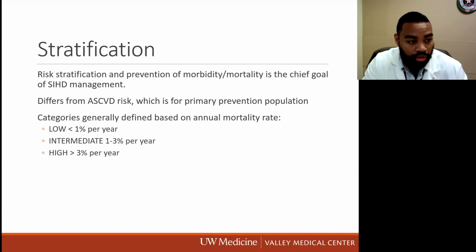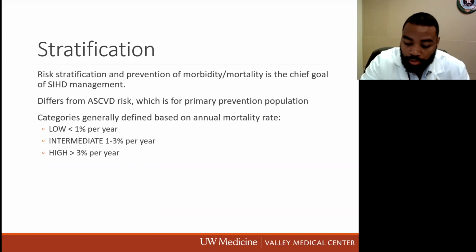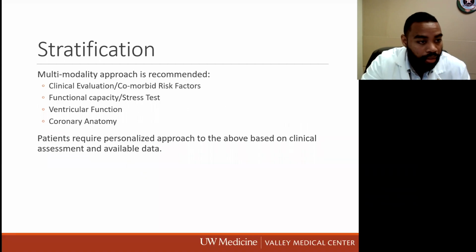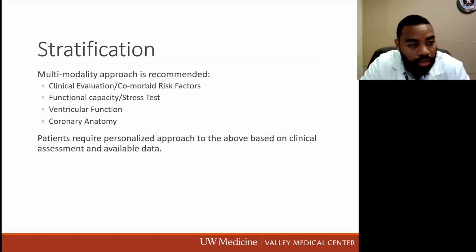For risk stratification, our categories are generally defined based on mortality rate. Less than 1% is considered low risk, and greater than 3% is considered high risk. Anything in between is intermediate. You'll see that this distinction is important because it affects how we manage our patients and obviously their long-term outcomes.